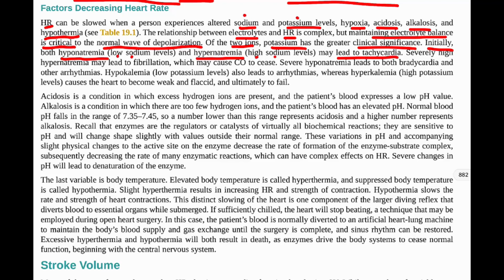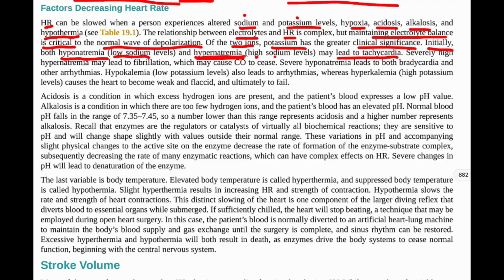So low sodium levels, because we would have a decrease in blood pressure. Remember, sodium is going to be pulling water into the bloodstream. So if you have a very low amount of sodium in the bloodstream, then you're keeping your water in your tissues, and so then you're going to have a decrease in blood pressure. So we're wanting to increase that blood pressure, so we'll see an increase in heart rate.